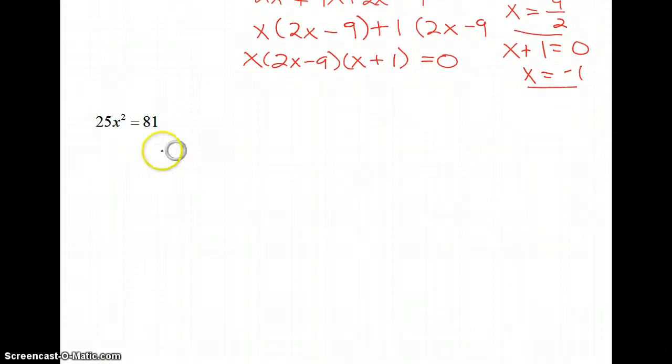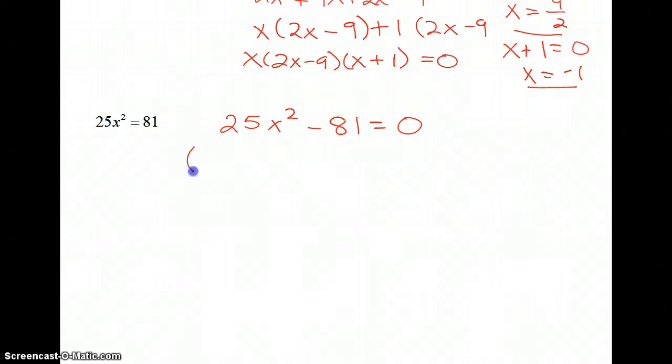And the last one, first I'm going to rearrange it. So I get 25x squared minus 81 because I moved it to the other side. Is there something in common in both? No. So I say, well, is it special? Yeah, these are both squares. So I'm going to get a binomial times a binomial. And what squared gives me 25x squared? 5x. What squared gives me 81? 9. I'm going to make 1 minus and 1 plus.